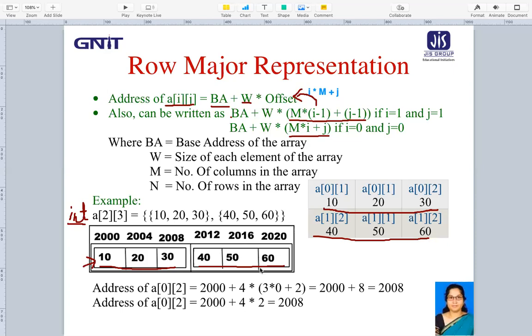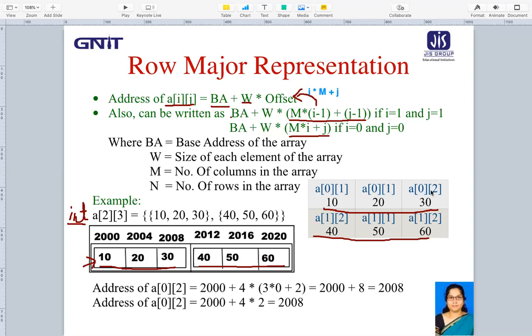Right? Now let us see with the help of this example. This is my elements, and internally it will be stored in this fashion: 10, 20, 30. So the first row is written first, and then the second row, 40, 50, 60, is stored in this order. Now if we want to find out the address of A[0][2], the base address, or the starting address of this array, is 2000, plus 4, because it is of integer type and we have assumed 4 bytes, into the number of columns, which is 3, times the row number 0, plus 2, the column number, which equals 2008.